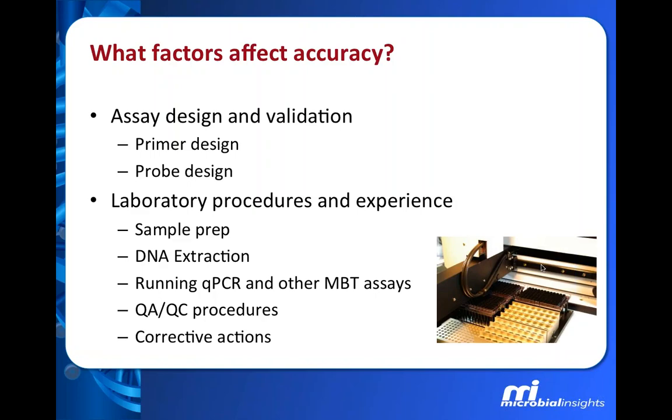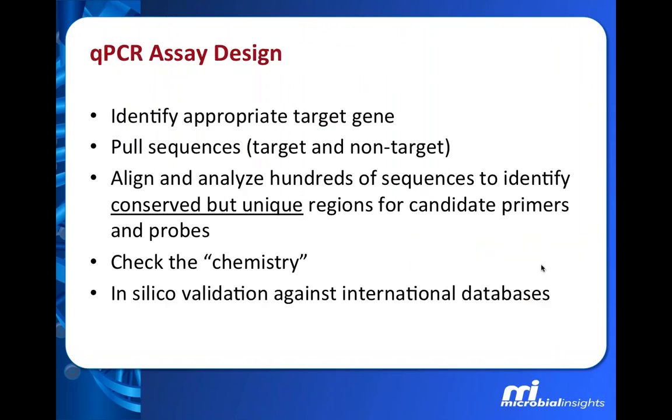I didn't list it here, but you're also relying on their equipment. I've shown in this bottom right corner a picture of our qPCR robot. Automation isn't just about saving labor. It really is about eliminating mistakes and improving the accuracy of pipetting. So let's start at the beginning with qPCR assay design. And I know this is a little dense, but if you'll bear with me, it's a really important concept.